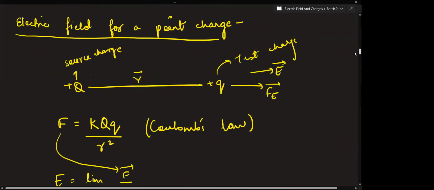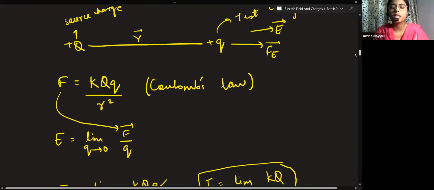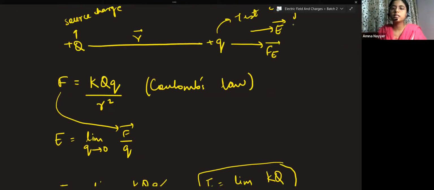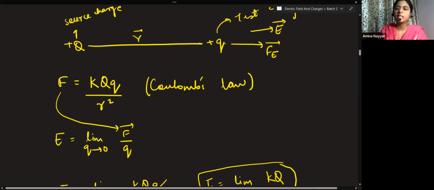Now see, as I've told you, electric force, see, this was the source charge. This is the test charge. If you apply Coulomb's law, K will be the constant. First charge is the source charge, means capital Q. Second charge, this is the test charge, means small q. So K capital Q small q divided by the separation square between them, means R square.